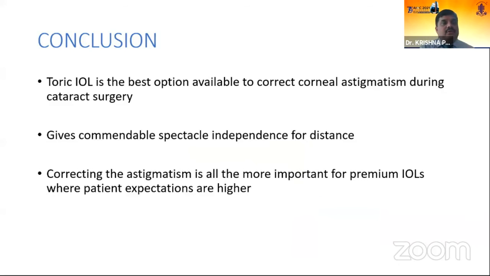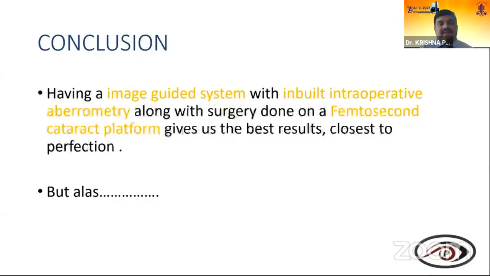In conclusion, toric intraocular lens is the best option available to correct corneal astigmatism during cataract surgery. It gives commendable spectacle independence for distance. Correcting the astigmatism is all the more important for premium IOLs where the patient expectations are higher.